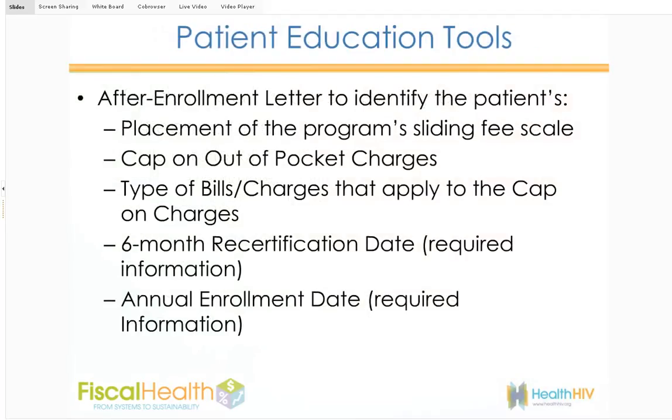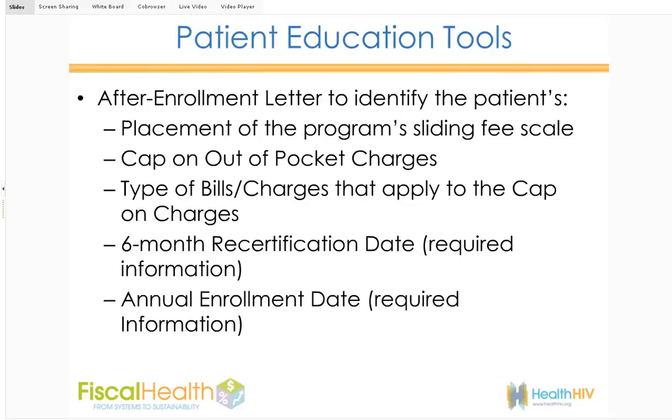So I wanted to talk briefly about the patient education tools, and these are what is available in the folder that Samantha mentioned. We have found in our program that providing an after-enrollment letter to identify the patient's information specifically is pretty helpful. Initially, we had an application that the patient would fill out, and they left with a fistful of paperwork that I think they probably promptly threw away.